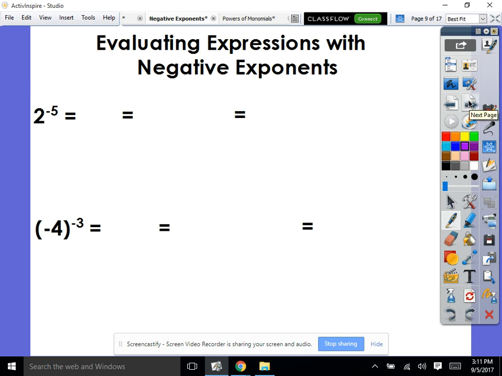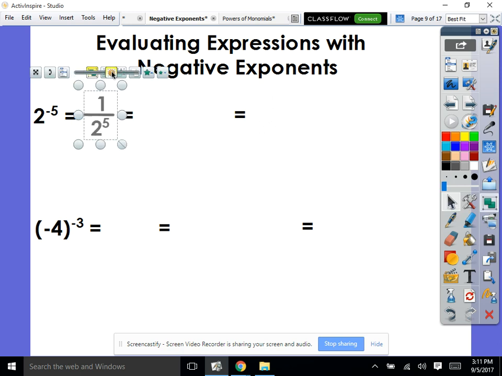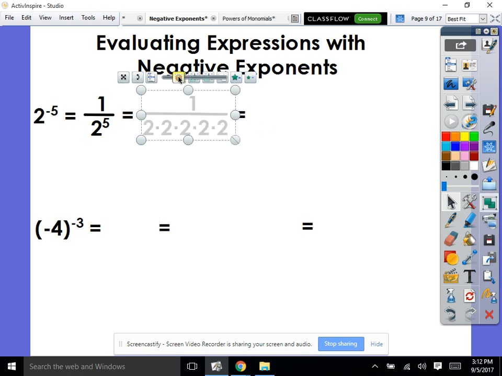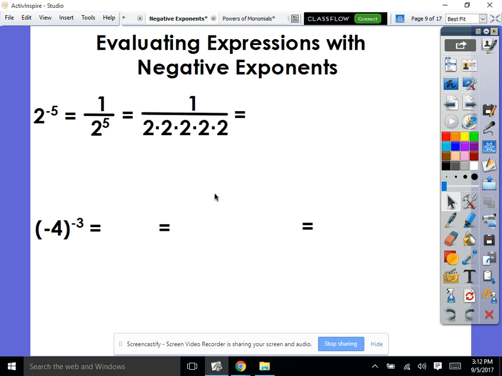All right, if we want to evaluate expressions with negative exponents, well, first of all, we know 2 to the negative 5 is the same as 1 over 2 to the 5th. And we know the exponent means that we have to multiply 2 by itself 5 times: 2 times 2 times 2 times 2 times 2, which would give us 1/32.